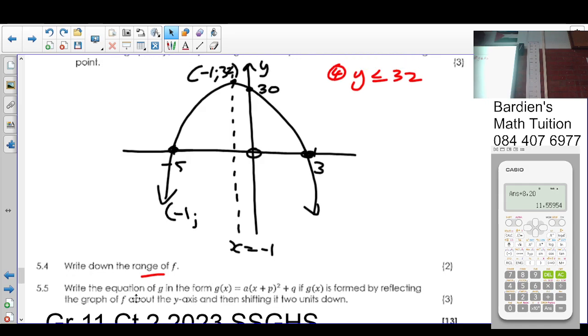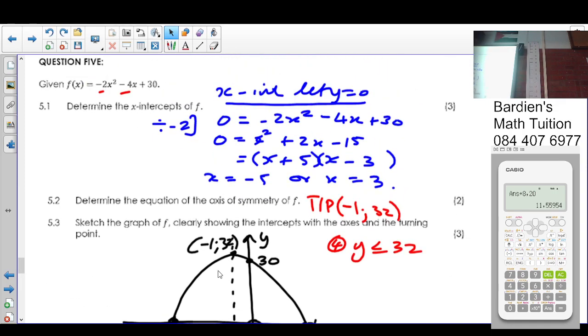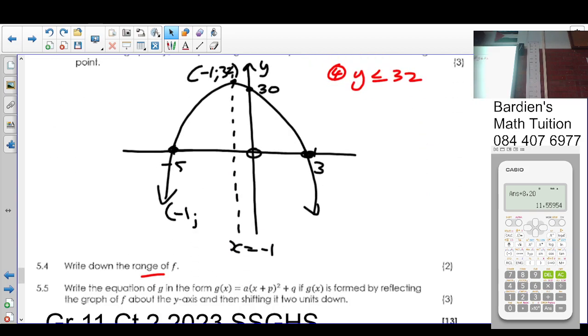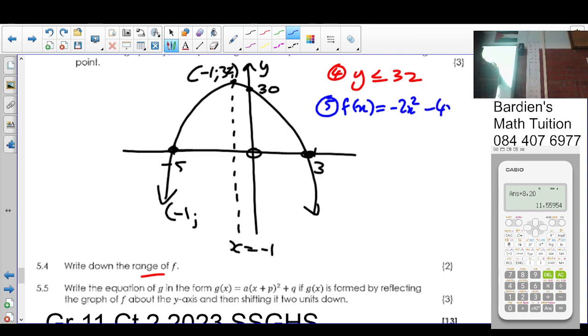Then the next question says, write down the equation of g in the form of g of x equal to a into x plus p all squared plus q, if g is formed by reflecting the graph of f about the x-axis and then shifting it 2 units down. So with that in mind, firstly, we must first get the f of x graph in the completing of the square form. Okay? We know that the equation of f of x is equal to -2x squared minus 4x plus 30.